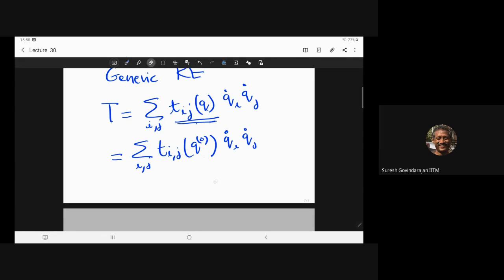So the next term, for instance, just in case people are wondering what that is, that would be the derivative. So it will be the derivative of Tij of q with respect to qk at q equal to q naught, times, then you multiply by this, eta k.